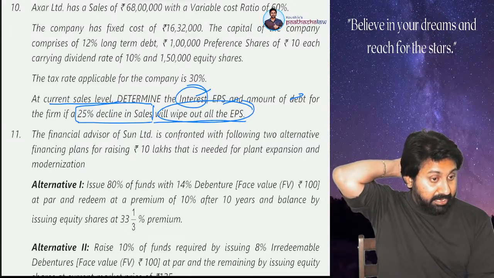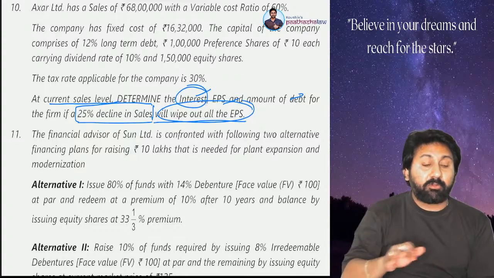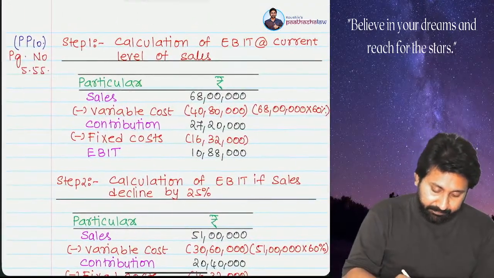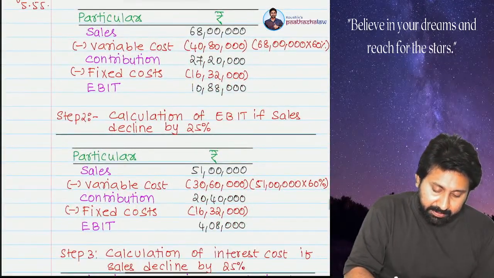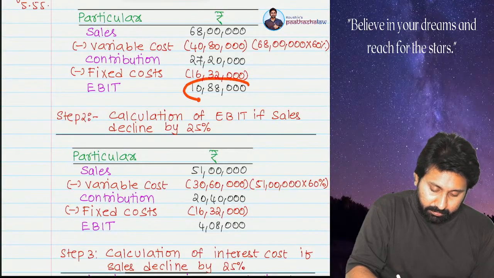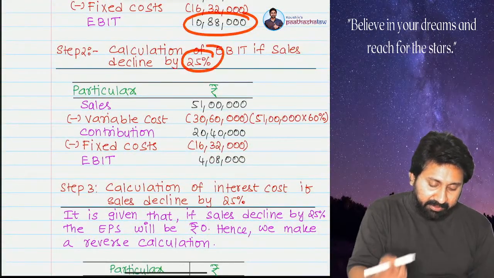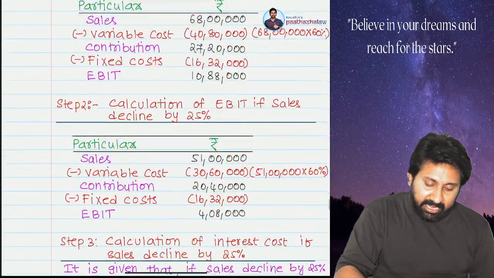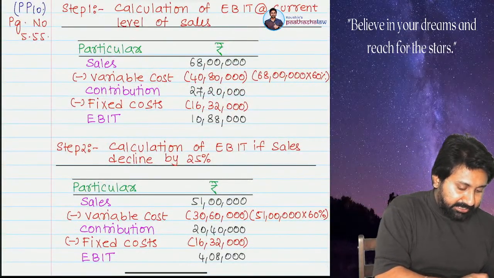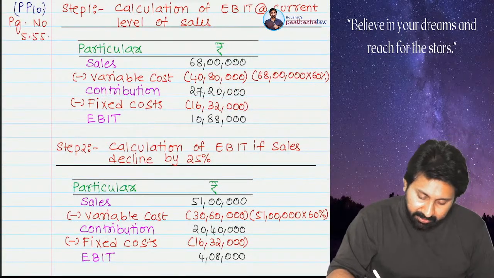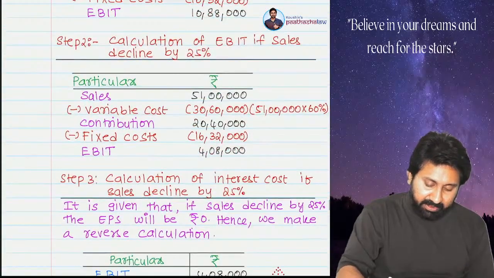If a 25% decline in sales will wipe out all the EPS. So first we calculate EBIT. Calculation of EBIT if sales decline by 25%: take the calculator, 68 lakh minus 25%, that is 51 lakh.